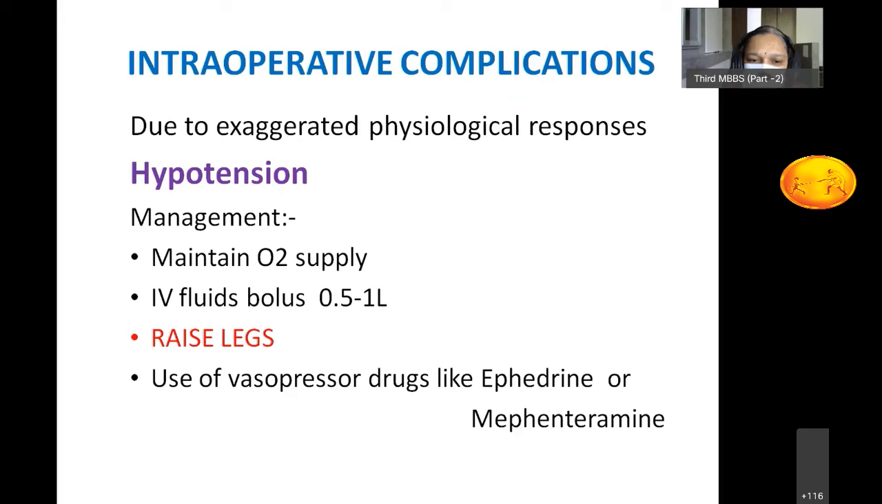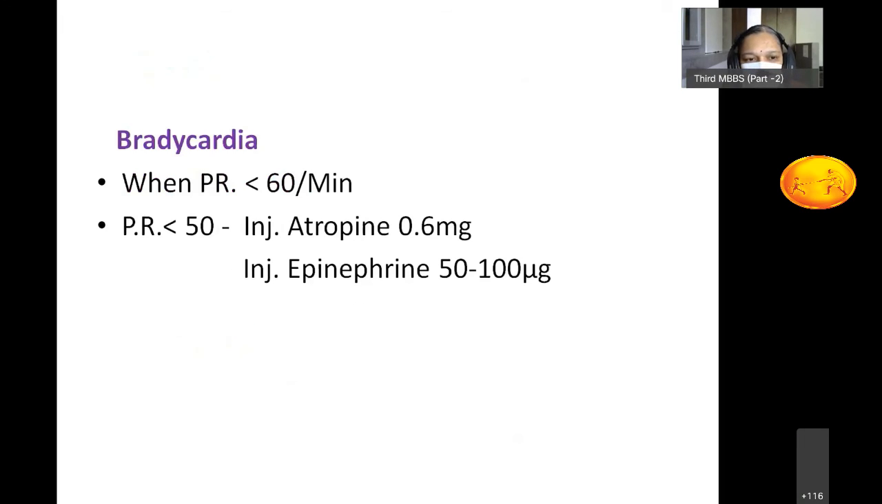So for that, you have to manage the patient with proper oxygen supply, IV fluids as a bolus, that is 500 ml to 1000 ml. Then leg raising, as we have already seen that there is venous pooling or the venous return is decreased. So raising the legs will also help to maintain the venous return. Then use of vasopressor drugs like ephedrine or mephentermine. This causes vasoconstriction and helps in maintenance of the blood pressure.